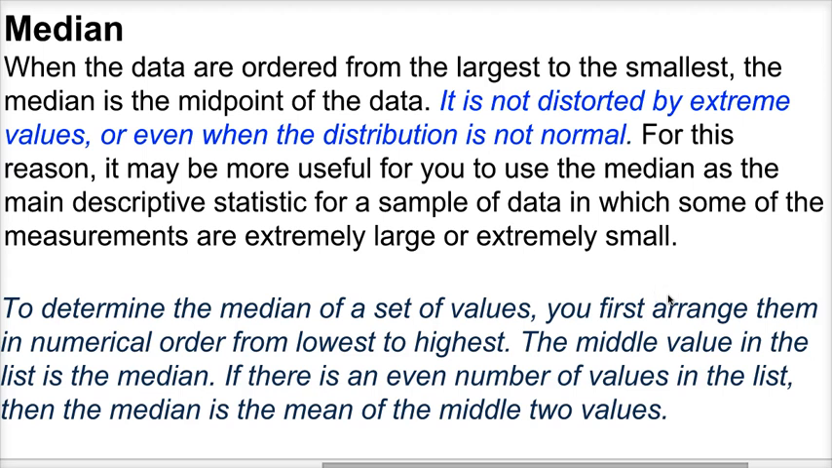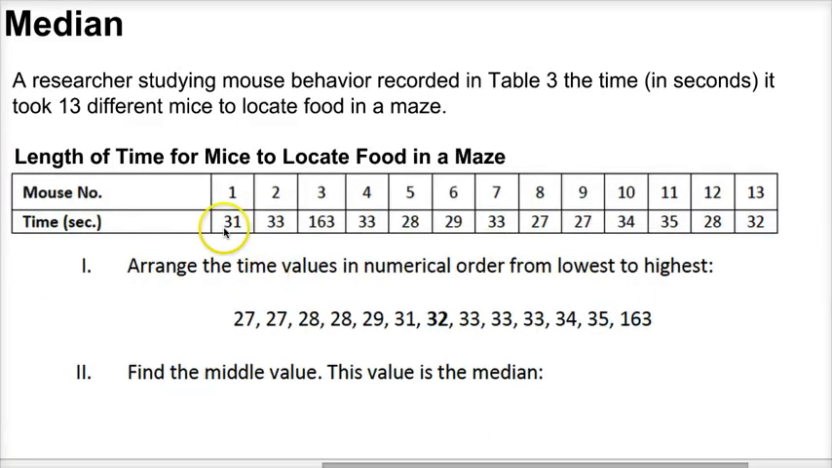Median, you should be aware, is different than the mean. Okay, the median is the middle number. So if you have, let's say, the time it takes for mice to locate food in a maze, these are a little different times. What you do is essentially order them from lowest to highest and find the middle number, and 32 is my median. Now you may say, well, why would I look at the median if I could look at the mean? Well, sometimes the median is a better middle number than the mean.